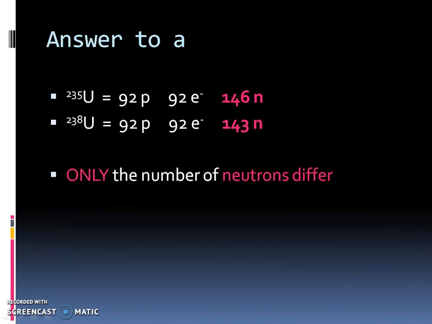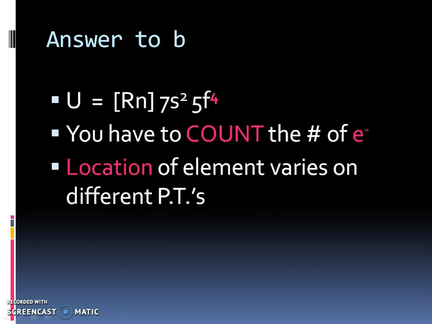So here's your answer to A. This should be pretty simple. However, I have seen in almost every single AP exam, there's at least one question, usually multiple choice, about electrons, protons, and neutrons. Letter B. So again, make sure to just count those electrons because the location of uranium is different depending on the different periodic table you use. But again, use the one that I gave you for your reference sheets.